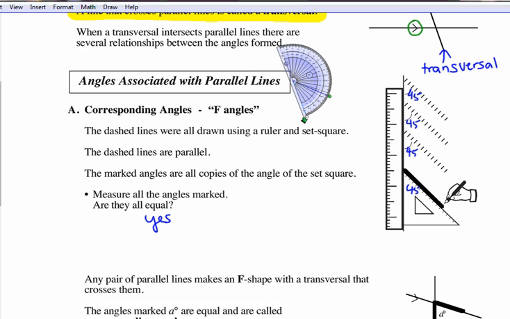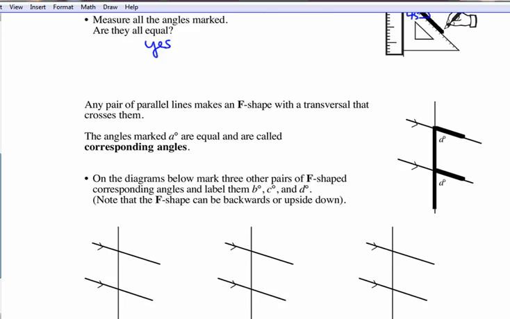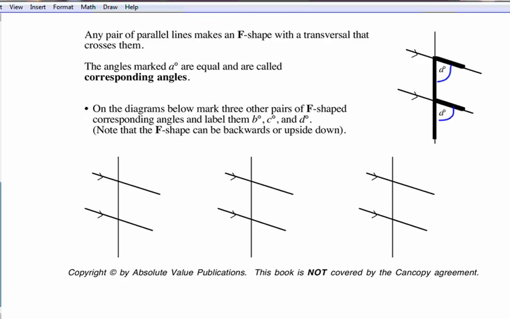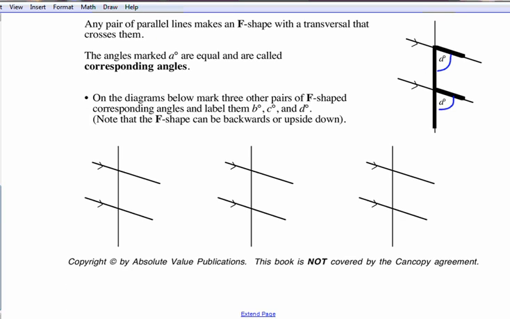So all of these lines are made so that they were parallel, and this ruler line is like our transversal. Any pair of angles making an F shape with a transversal, we call corresponding angles. So this angle A and this angle A are corresponding angles, and corresponding angles are equal. It says on the diagram we're going to draw as many F shapes as we can. It helps if you have a highlighter or something in a different color.